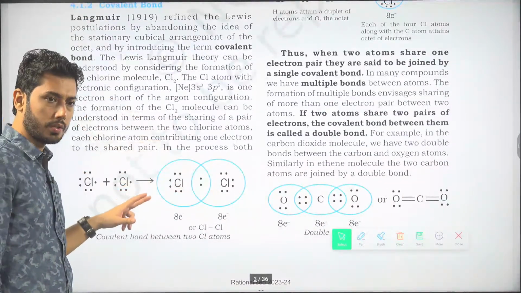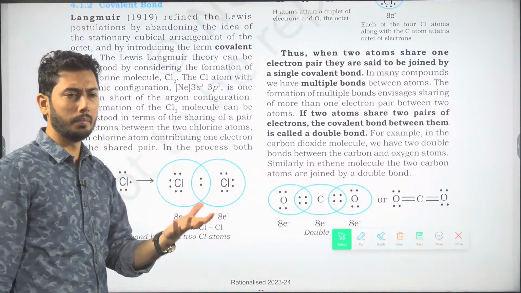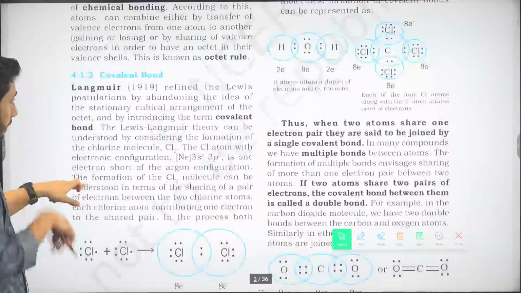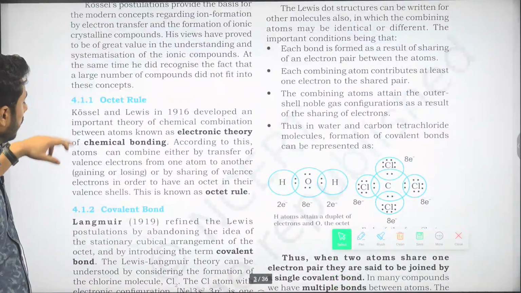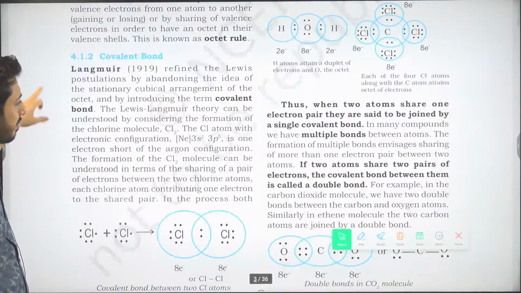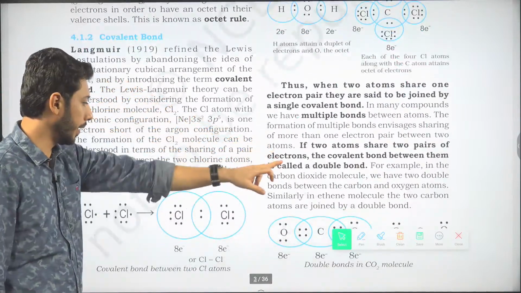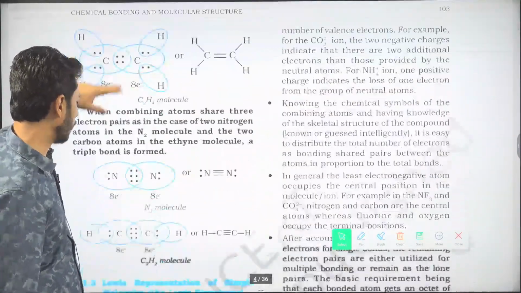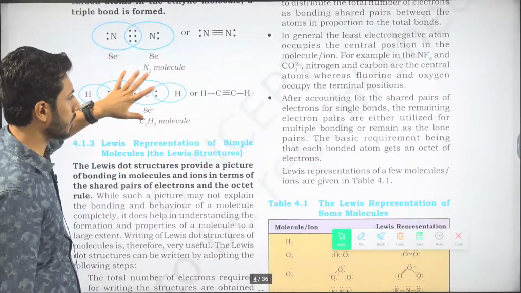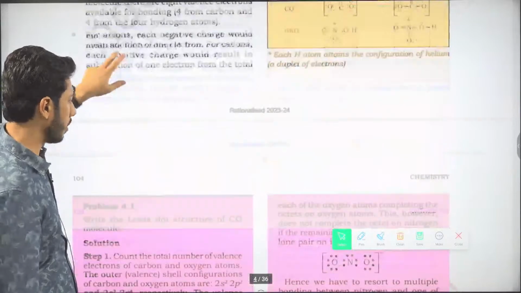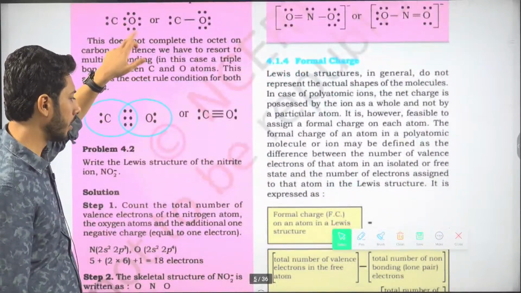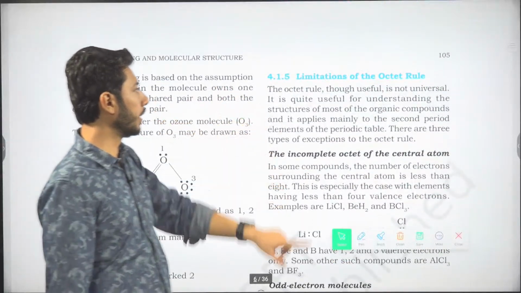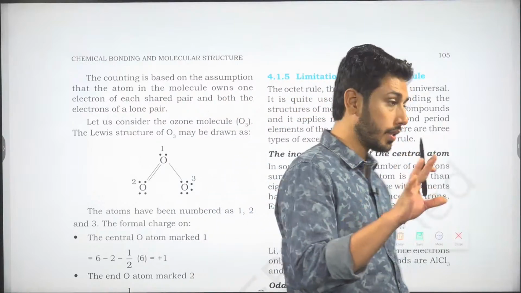Dot structures, Lewis dot structures, we will write later on when we complete the models, because it is not that important. So this portion you will still read. Remember, you will read page 102, the story, the dot structure, and then up to which part? Here, Lewis structure. If possible, you can read that portion, dot structure. Formal charge we will do separately. And then important for us now is the limitations of the octet rule. Okay? This part is relevant for us.